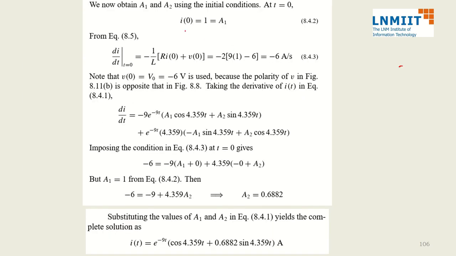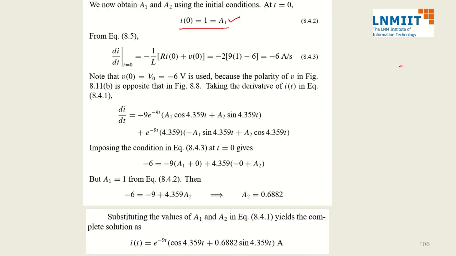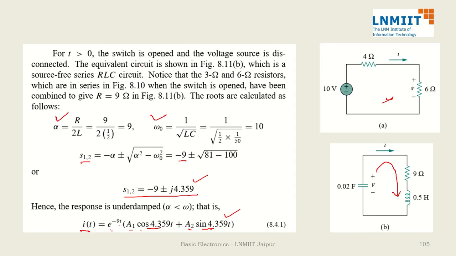Now I got this. When I put t equal to 0, I of 0 is e raised to power 0 into a1 cos 0, cos 0 is 1, plus a2 sin 0, sin 0 is 0. That means a1 is equal to I0, and that is 1. Now di by dt, look at this. Vc plus Ri plus L di by dt equal to 0.